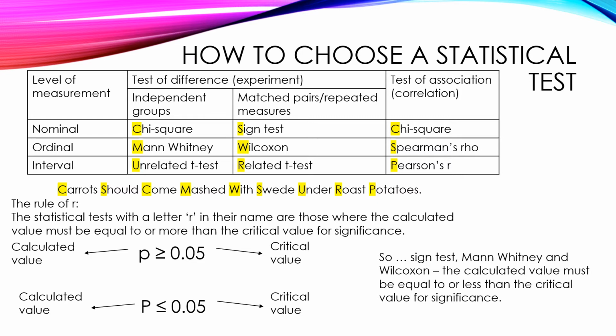But if you know that all of those tests with an R in, and the word more also has an R in, hopefully that will help you remember that the p-value in that instance has to be more than or equal to 0.05 for statistical significance. And all the ones without, so the sign test, Mann-Whitney and Wilcoxon, don't have an R in. They have to be p is less than or equal to 0.05 for statistical significance. And also something to note is that the calculated value can be called the observed value.